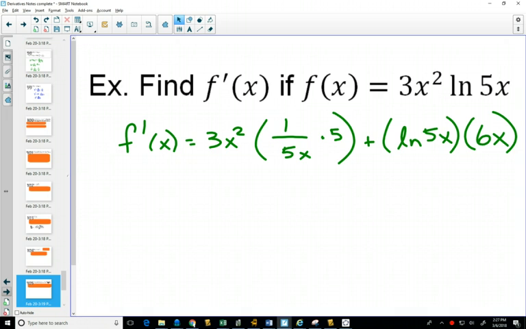What happened? Okay. Now, I like this question. Something very cool happens here. What happens when you do 1 over 5x times 5? You get 1 over x.